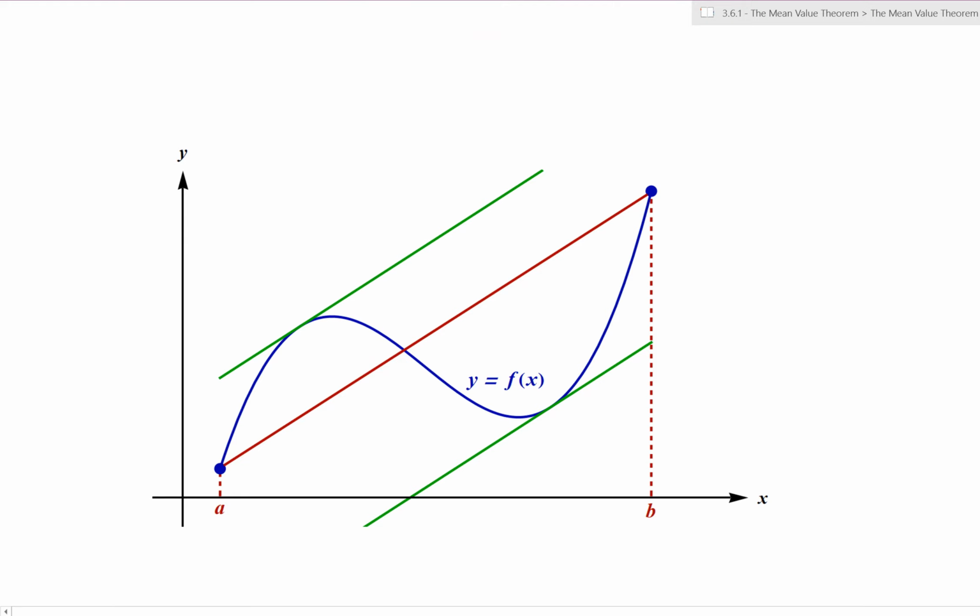but there's actually two locations. In this case, here's some value of c, call it c1, and there's actually another location somewhere over here, call it c2. And so we can see that there are some values of c within the interval a to b such that the instantaneous rate of change of the function is equal to the average rate of change of the function. So when will this be true is the question.